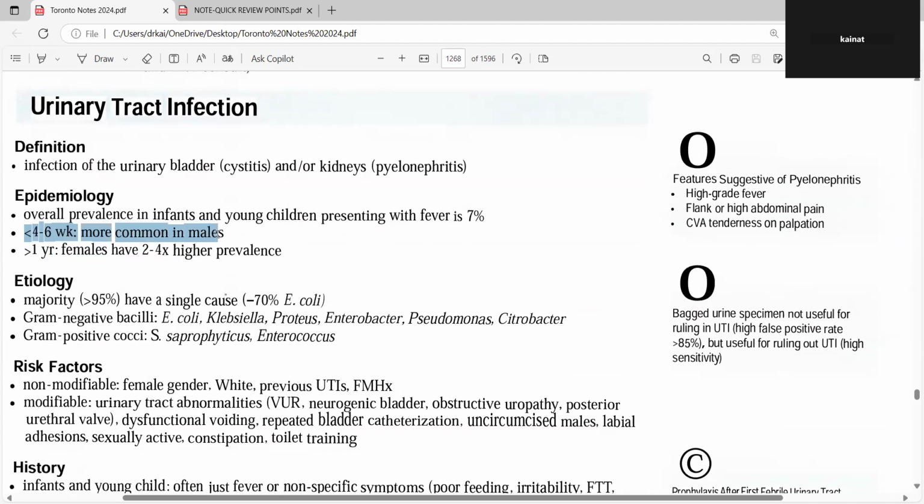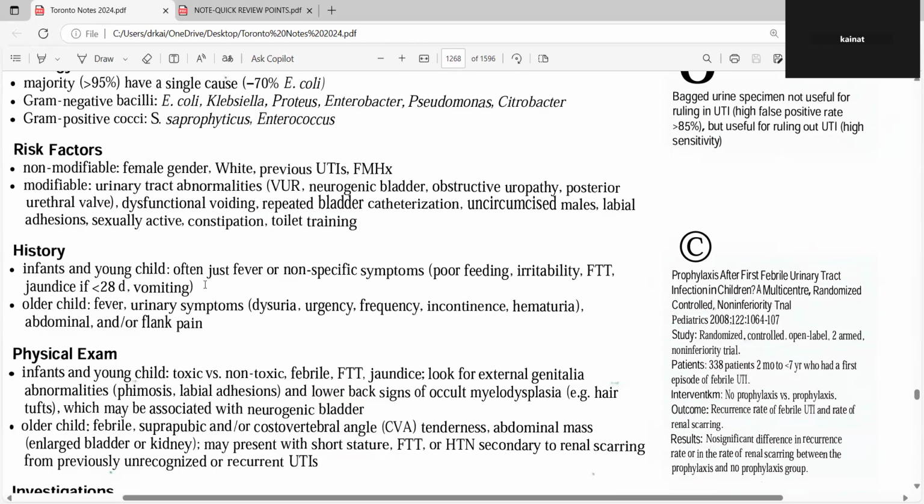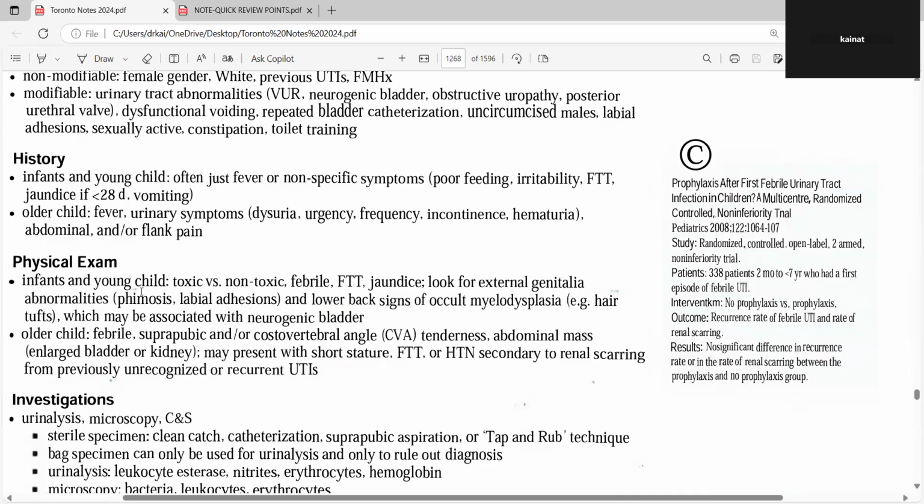At 4 to 6 weeks, it's more common in the males. And after that, 1 year, it's females. High grade fever, flank pain, severe tenderness, think of pyelonephritis. Bagged urine specimen is not used, so urine dipstick you have to do. Then in that case, do physical examination: toxic looking, non-toxic.